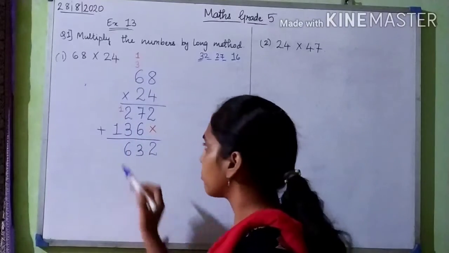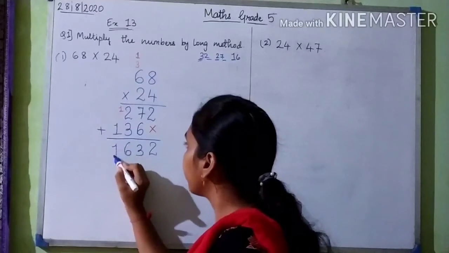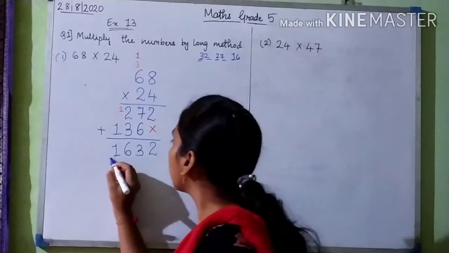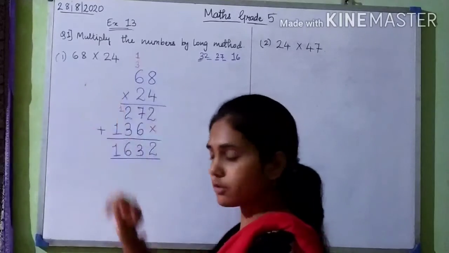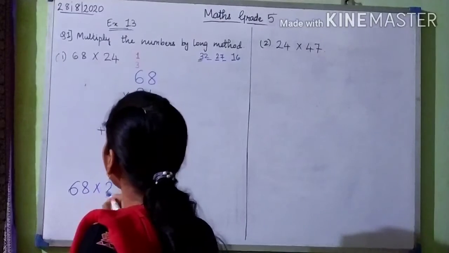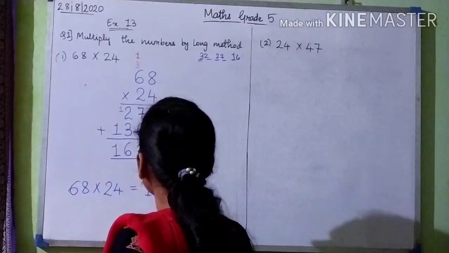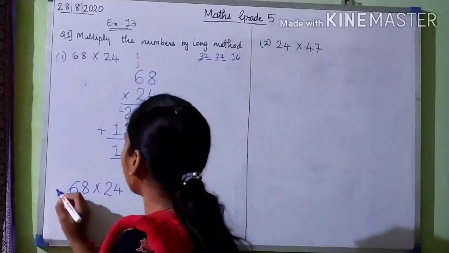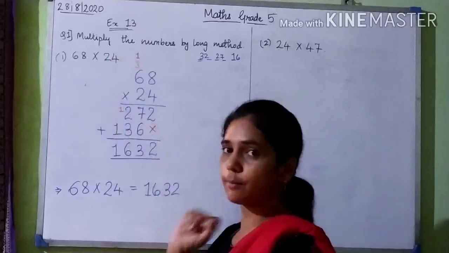And 1, there is no number on top of 1. That means it is 0. So there is only one number. So 1, I write it as it is. Okay. So this is the final answer of multiplication of these 2 numbers. So I write the answer as 68 multiplied by 24 is equal to 1632. Okay. So this is our multiplication of the given 2 numbers.